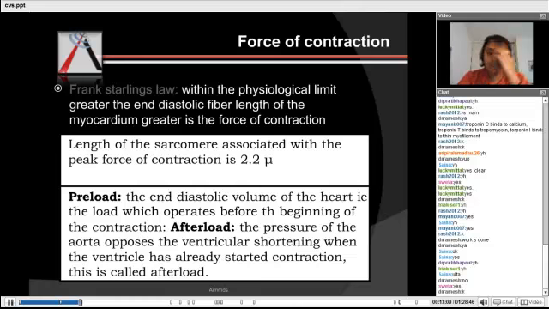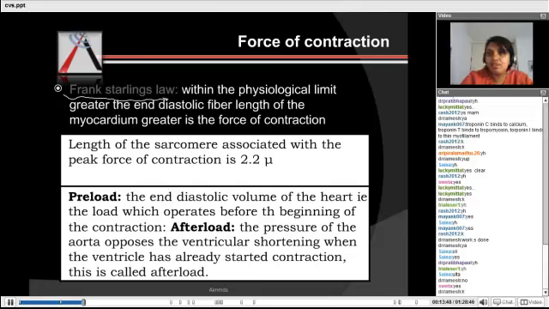Now, there is a phenomenon called Frank-Starling's law that tells that if the end diastolic fiber length is more, the force of contraction is more. What does that mean? We all very well know when the heart contracts. Before the heart contracts, it receives the blood and it dilates. Once it receives the blood, at the end of the diastole, it contracts. Now if it receives a lot of blood, it is nicely stretched. Now when it contracts, the force of contraction is more.